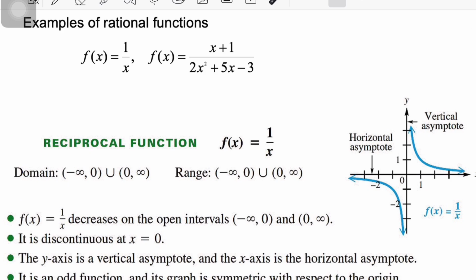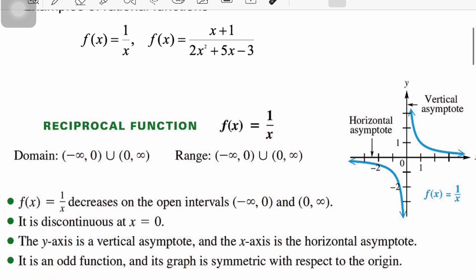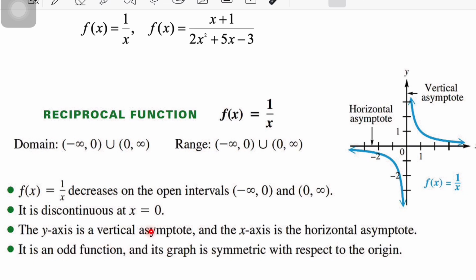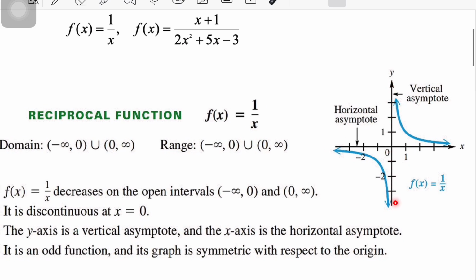We also see that this function decreases on the open intervals here. It's going to be discontinuous at x is equal to 0, because like we said, this will make this undefined. We'll also see that the y-axis is a vertical asymptote and the x-axis is a horizontal asymptote. It is also an odd function, and its graph is symmetric with respect to the origin. And so that's what we see in this graph here. This is our vertical asymptote, and this is our horizontal asymptote. And as you can see, the graph is not crossing either asymptote, here or here.